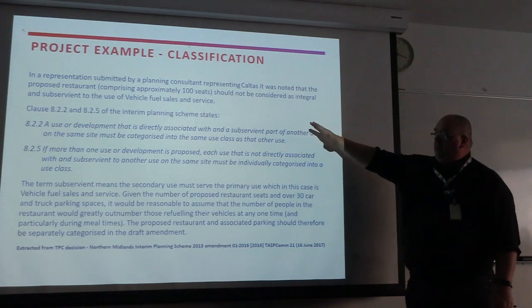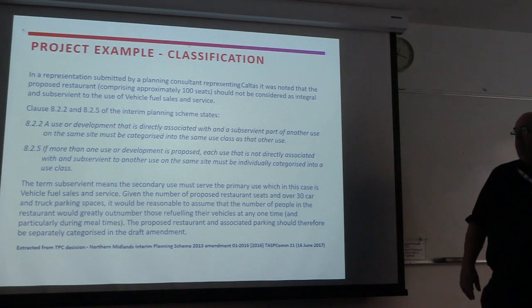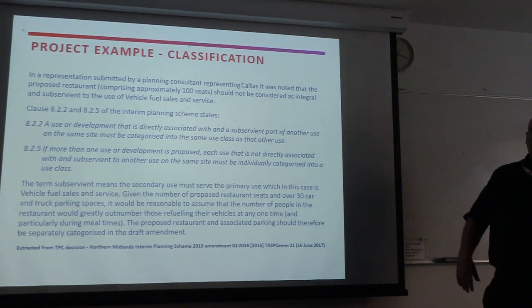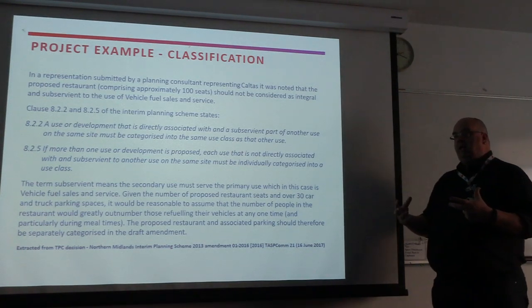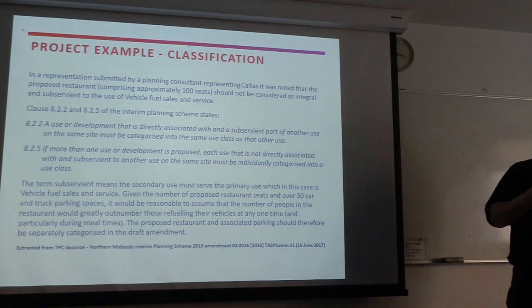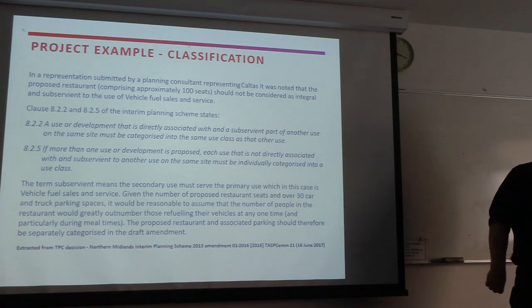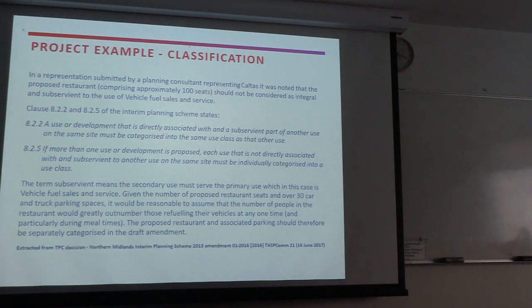So the integral and subservient aspect is the secondary use really has got to be serving the primary use. Given that the restaurant was the size of McDonald's, it was capable of functioning independently and in no way depended upon the primary aspect of the site, which is the vehicle fuels and sales. So what I was saying is, well, the planning scheme allows you to propose 2 different uses on the site. This should be 2 uses, not one subsidiary to the other.